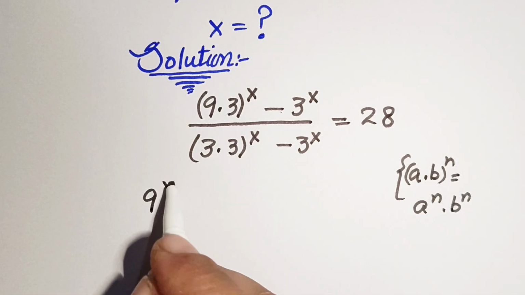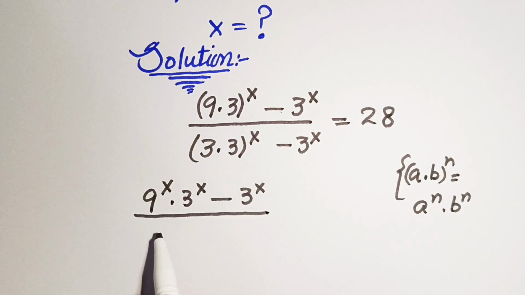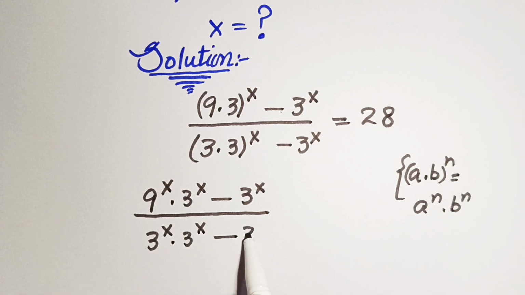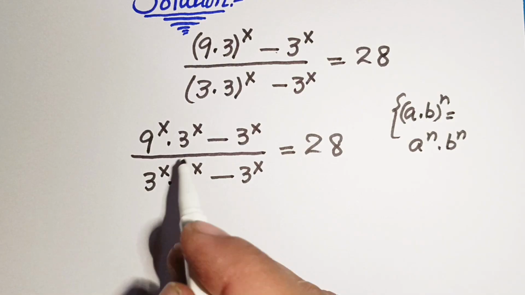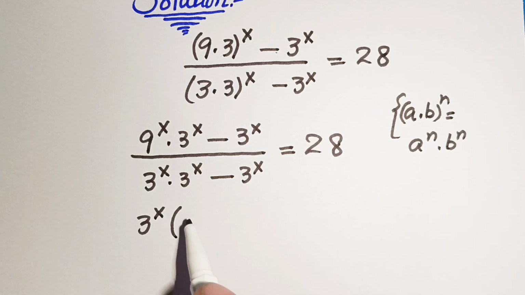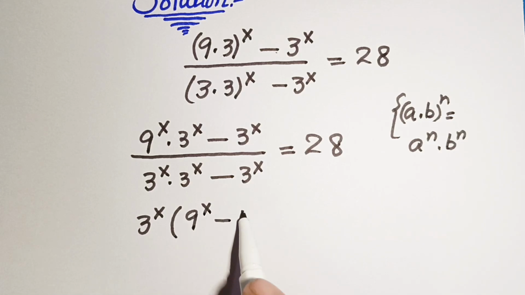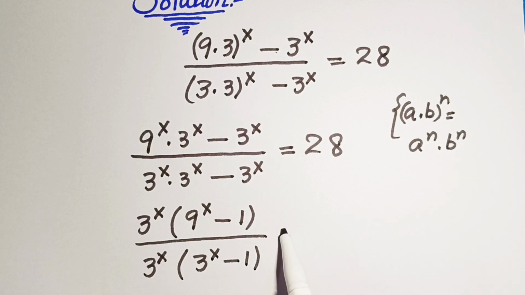So here 9^x times 3^x - 3^x all over 9^x - 3^x, we have to use this property. So 3^x times 9^x - 3^x is equal to 28. Now 3^x is a common factor, so taking 3^x common outside the parenthesis, we have 9^x - 1 all over, similarly in the denominator, 3^x is common, so we have 3^x - 1, that is equal to 28.